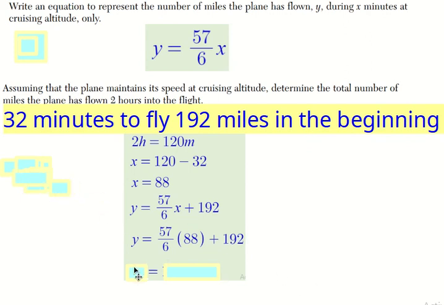When we go through and calculate that, y equals 1,028 miles in that 2 hour time.